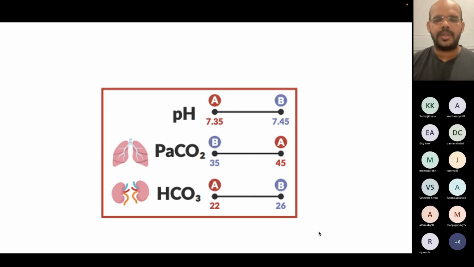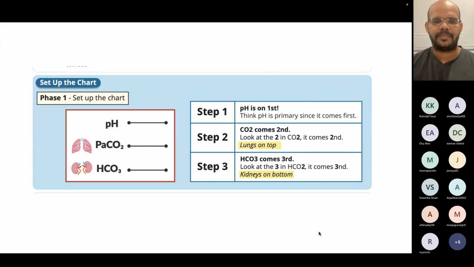state. So the normal pH you all know is 7.35 to 7.45. PCO2 you all know is 35 to 45. HCO3 you all know is 22 to 26. I'll give you an easy way to remember it.